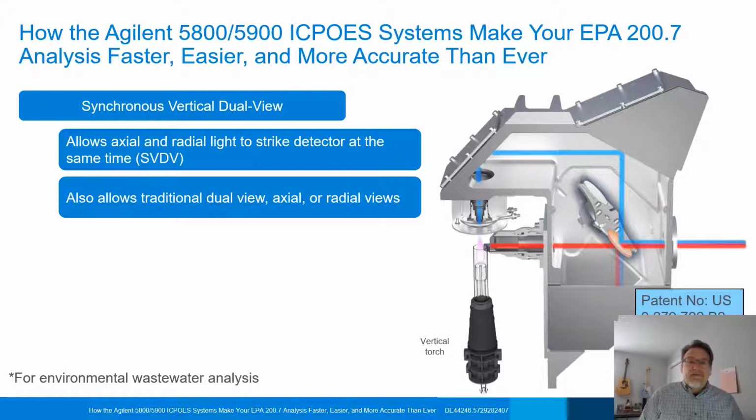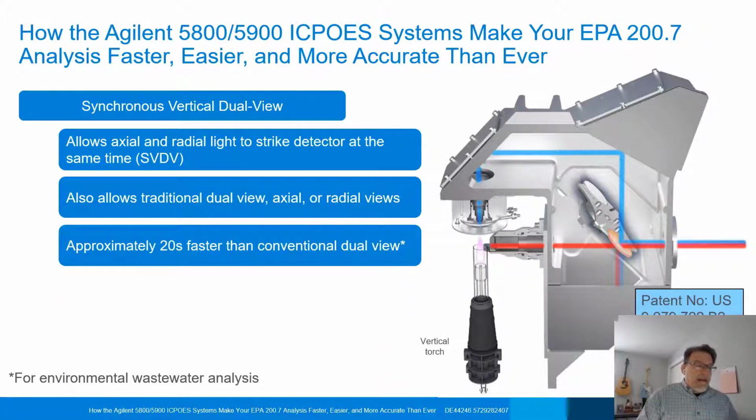Or you can run it the way traditional or old-fashioned dual-view systems run, which is to say they'll run all the axial views and then they'll run all the radials, or vice versa, so that they're split up. It just takes longer. This is a time saver, and generally speaking, the time it takes to switch over to radial view, the time you're looking at the sample for radial view, all that time you can save by doing your samples via SVDV. So, like I said, it's about 20 seconds faster than conventional systems when you're running the standard 200.7 type analysis.